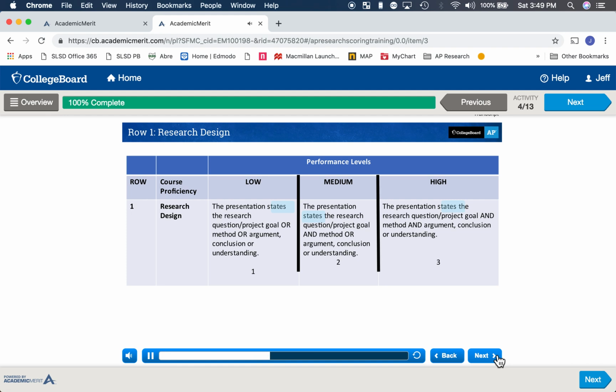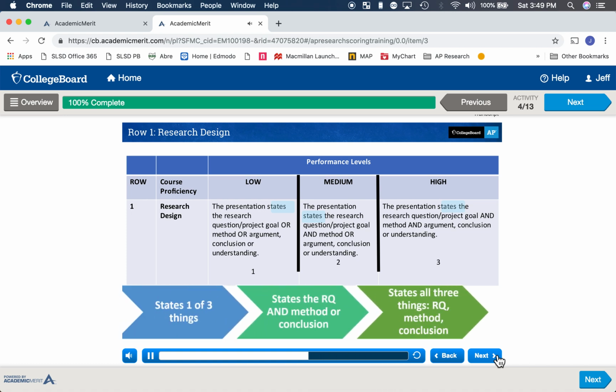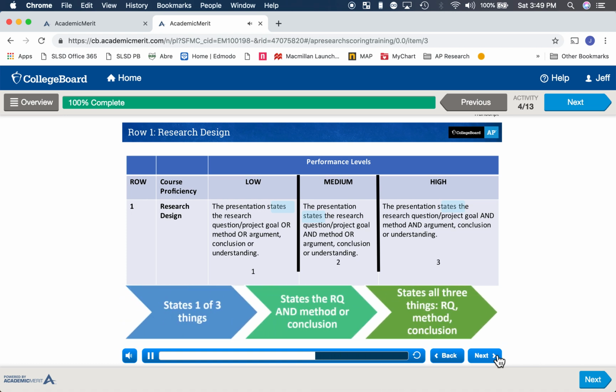And in order for the presentation to cross over into the high column, and most presentations do, the student must state their research question, project goal, method, approach, process, and argument, conclusion or new understanding. So, state is the verb for all three levels. But what about the conjunctions? Again, to move from low to medium, the student must state the research question and the method or conclusion. And to move from medium to high, the student must state the research question, method, and final conclusion.